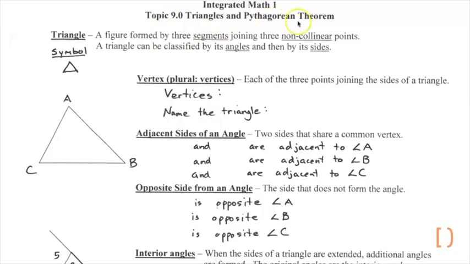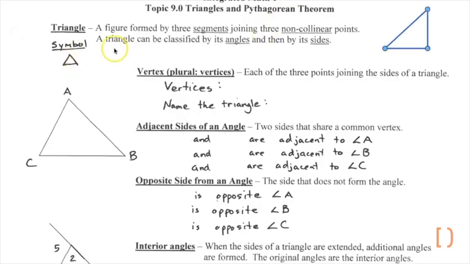In this lesson, we're going to talk about triangles and the Pythagorean Theorem. A triangle is a figure formed by three segments joining non-collinear points, a three-sided figure. You got your triangle there. For a symbol, we just use a little triangle. That's our symbol for a triangle. And you can classify a triangle by its angles and then by its sides.